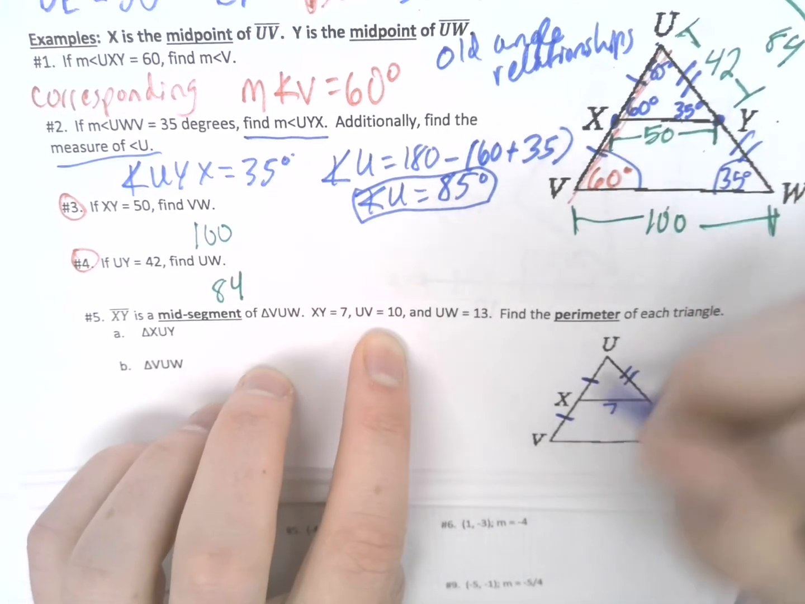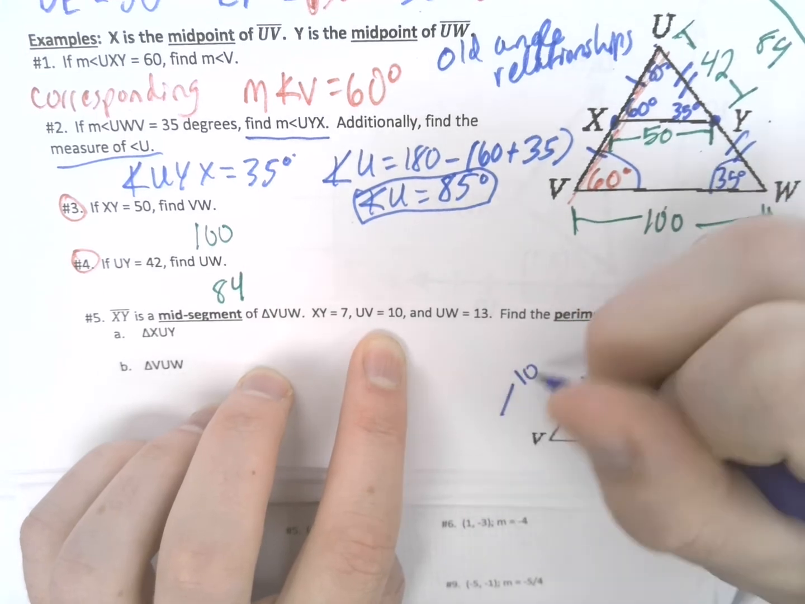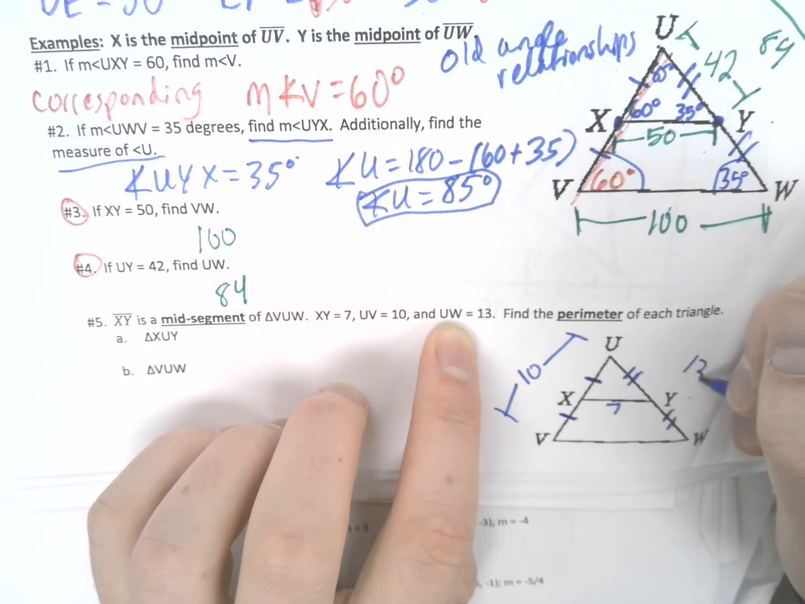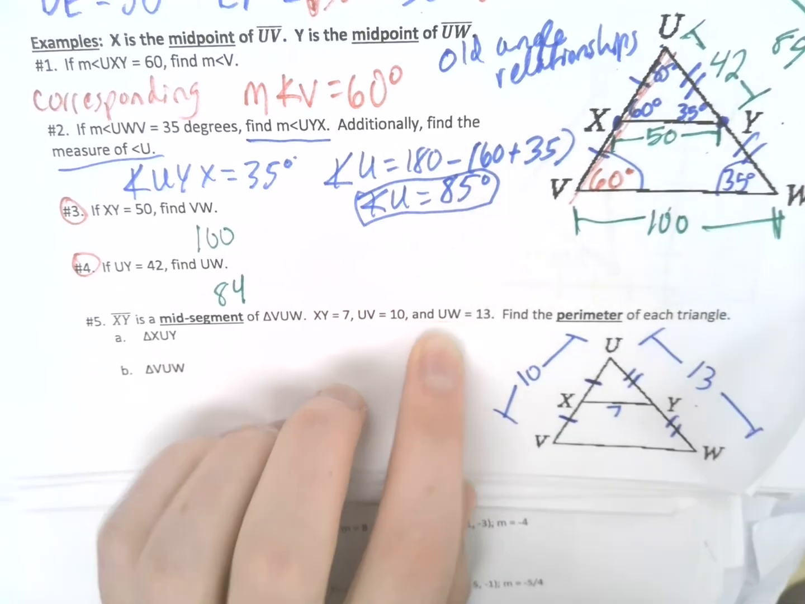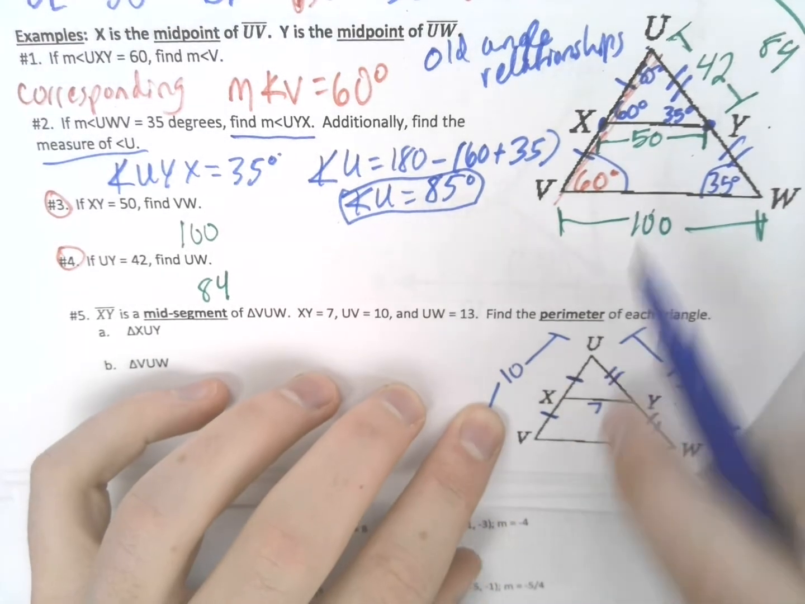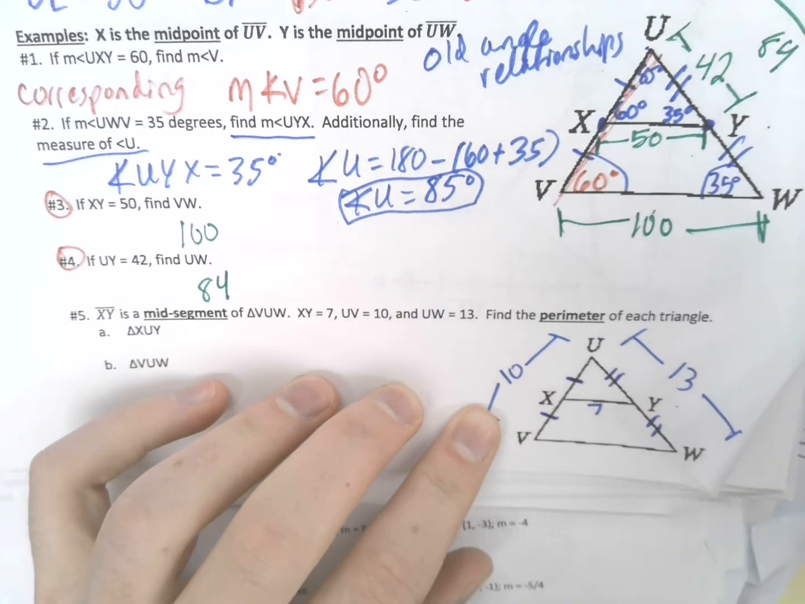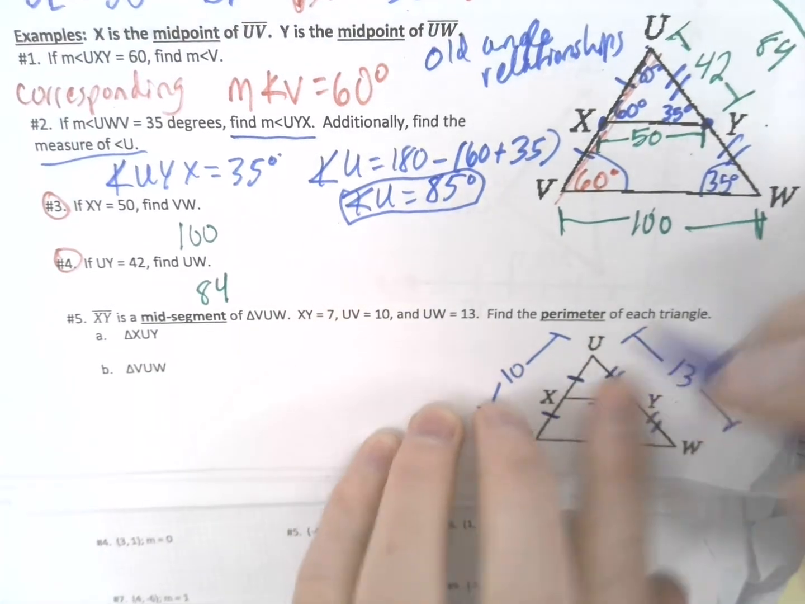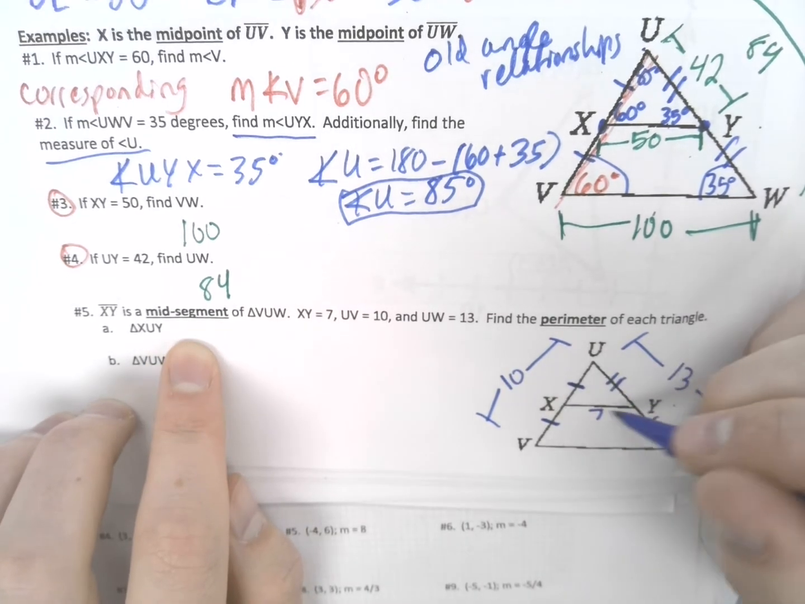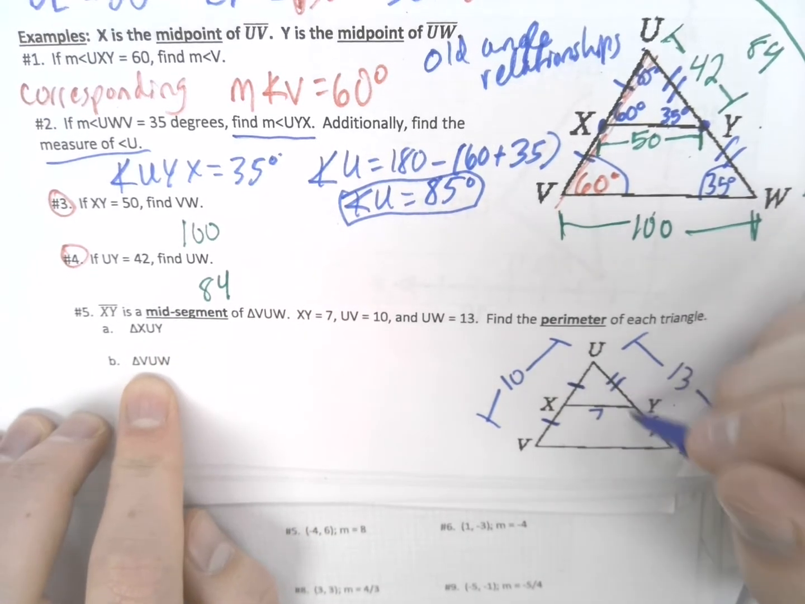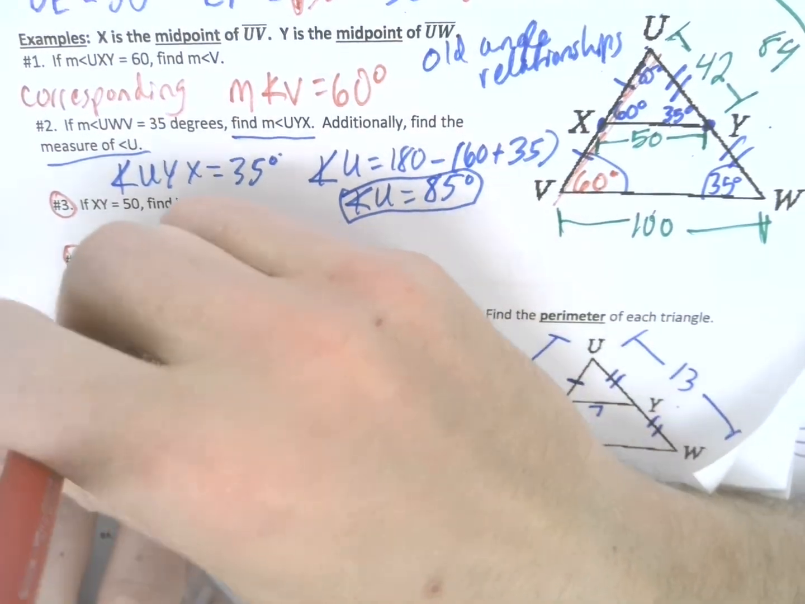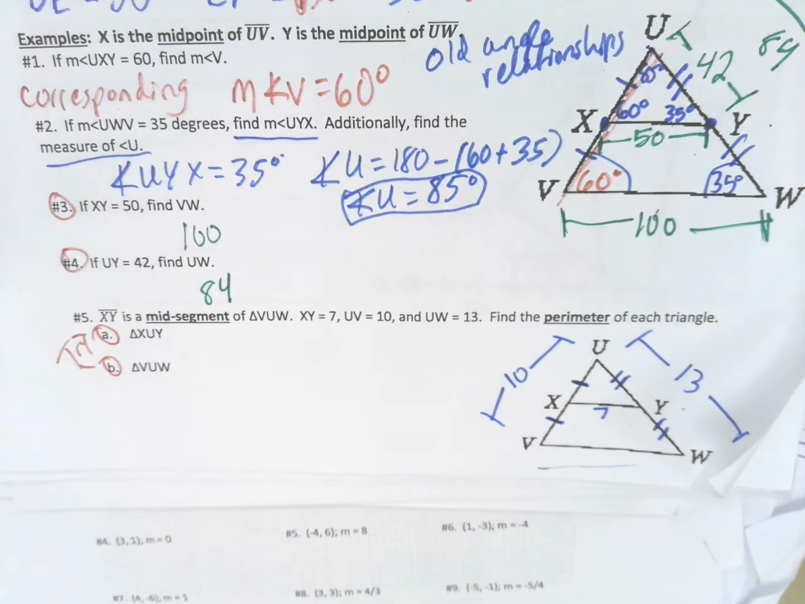We know UV, this whole piece, is going to be 10. And we know UW, this whole piece, is going to be 13. So what they want you to do, with the information you've been given, you're going to be able to find every single piece that is currently missing. They want you to find the perimeter of each triangle. So we're going to find the perimeter of XUY, and we're going to find the perimeter of the whole triangle, VUW. So let's see what you guys can do on these two. Give me your best shot.